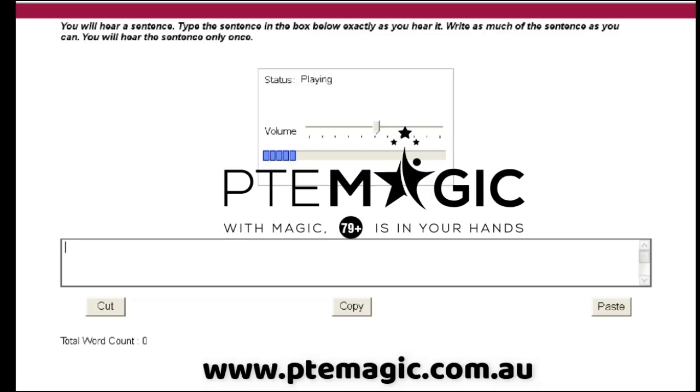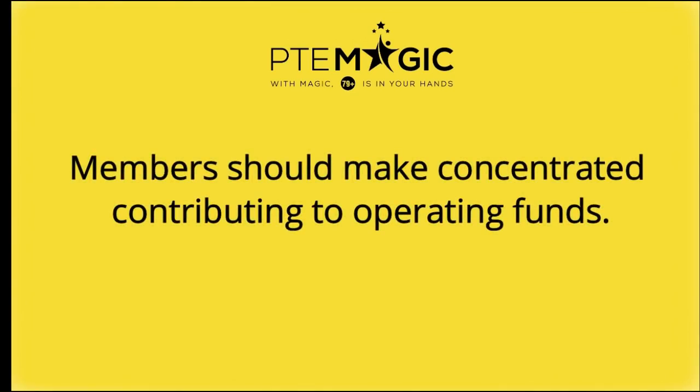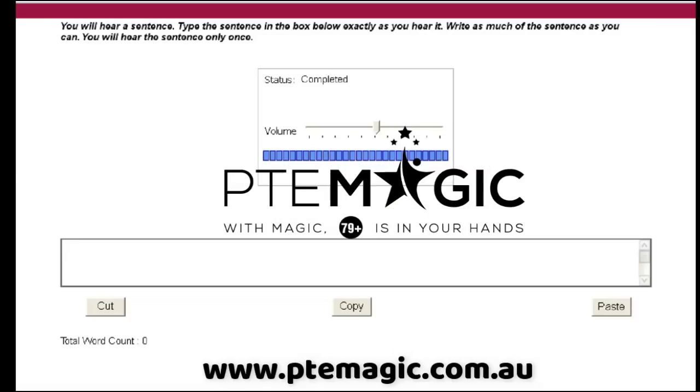Members should make concentrated contributing to operating funds.